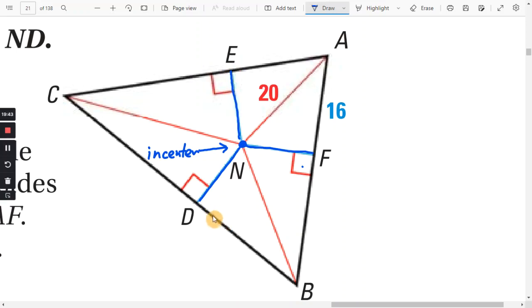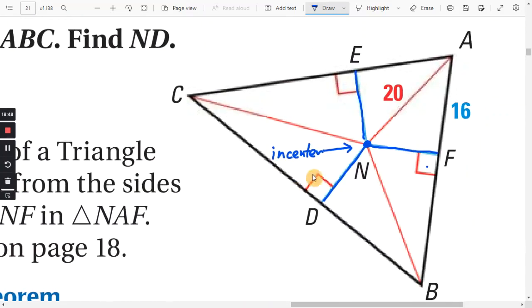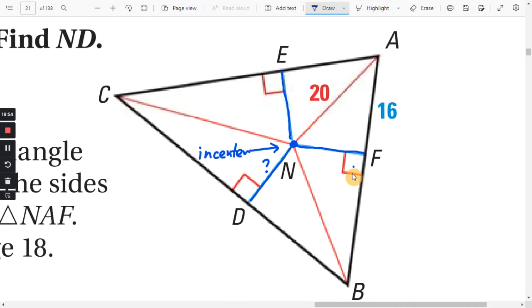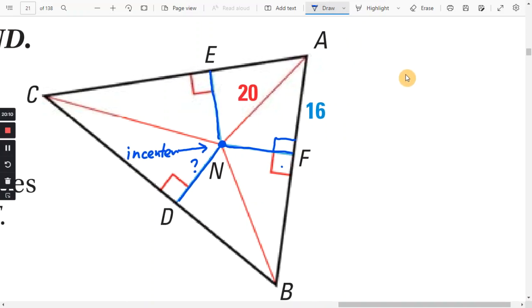All right, so they want us to find ND. ND is this one right here, and we don't know what that is. But since all these blue segments are the same, we can find any one of them in order to find ND. Now, if you look here, there's a right angle. So this right here is also a right angle, so this right here is a right triangle. So in order to find a missing side length, we use Pythagorean theorem.